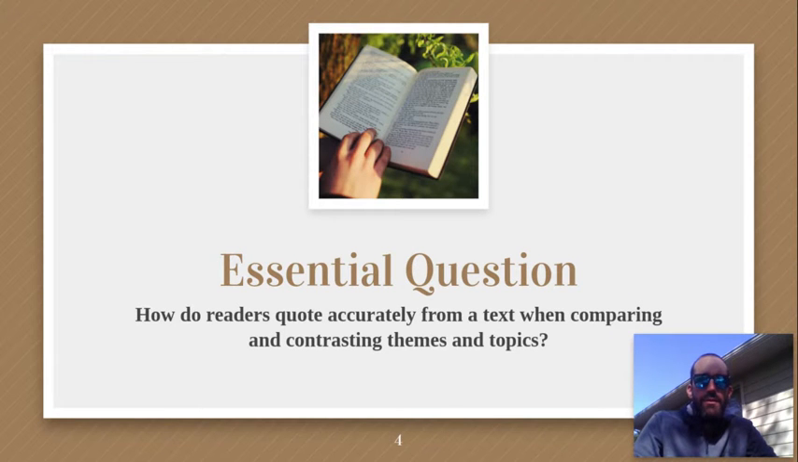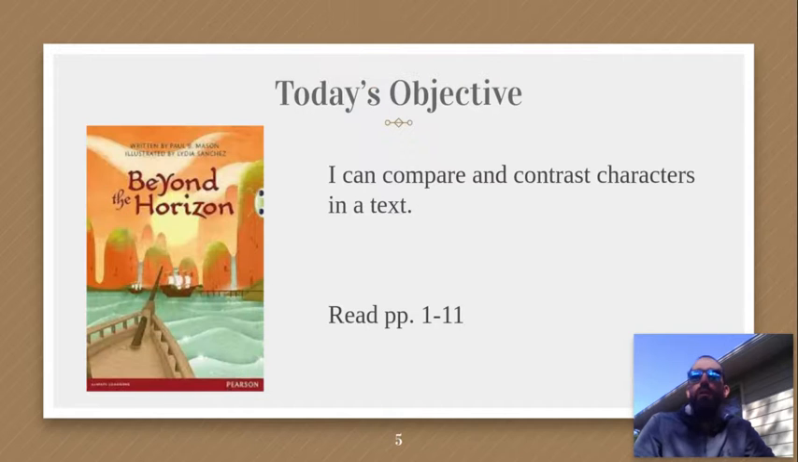Our essential question is, how do readers quote accurately from a text when comparing and contrasting themes and topics? Once again, you're going to work hard to quote accurately and take information from the text to support your answers. Today, our objective is: I can compare and contrast characters in a text. Our new text is called Beyond the Horizon. We'll look at the similarities and differences between the characters as we read pages 1 through 11 today.